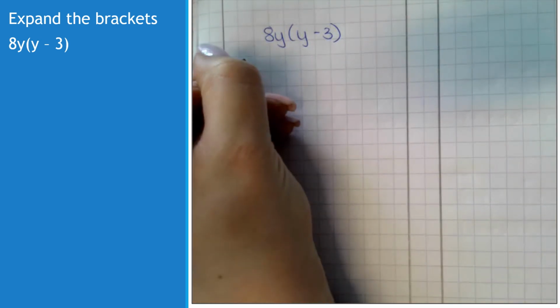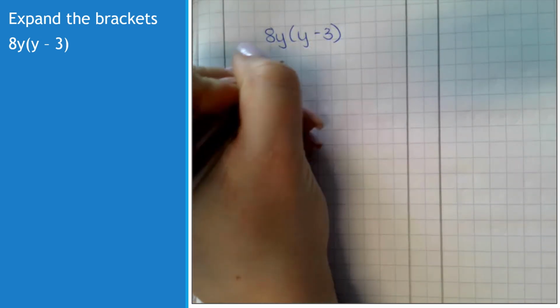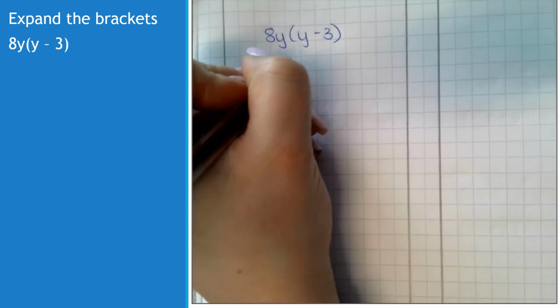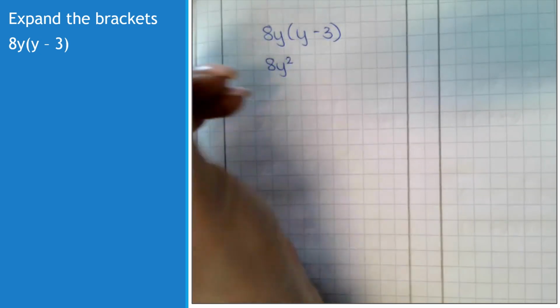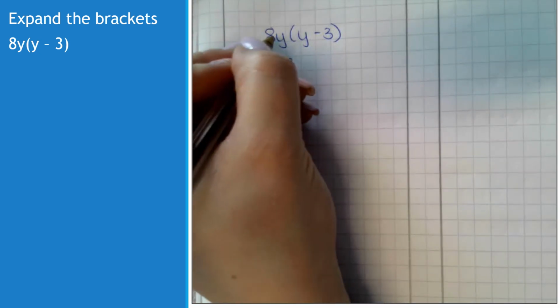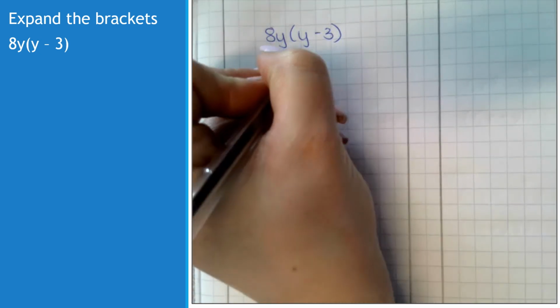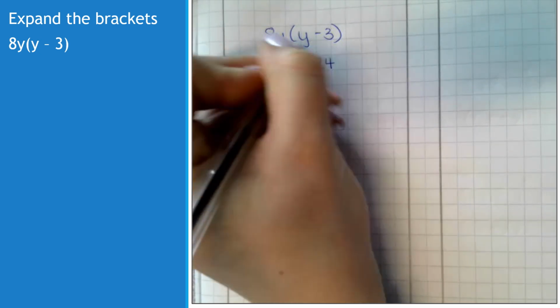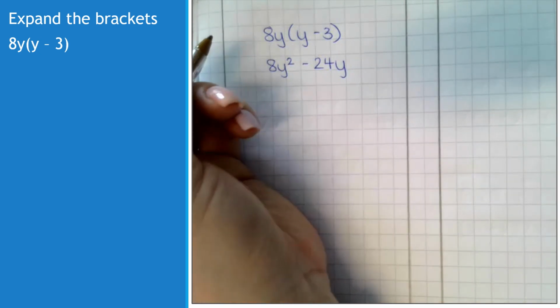8y multiplied by y, which is 8y squared. Y multiplied by y is y squared, and then 8y multiplied by -3. In this case, deal with your numbers first. So -3 multiplied by 8 is -24, and then we're going to be multiplying all of that by y.